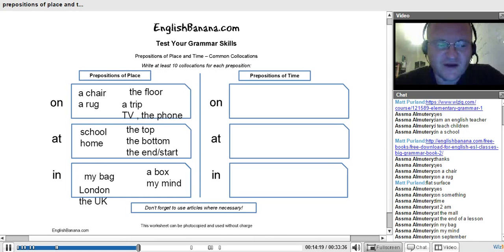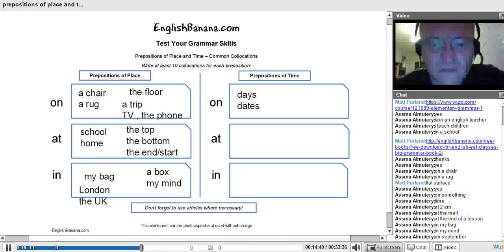So we can't say "on September." Not "on". Which preposition do we use for September? For months? "On" is for days and dates. Yeah, so we could say on the 1st of September, on the 2nd of September, or on Monday, on Tuesday. But for months, we would use "in".